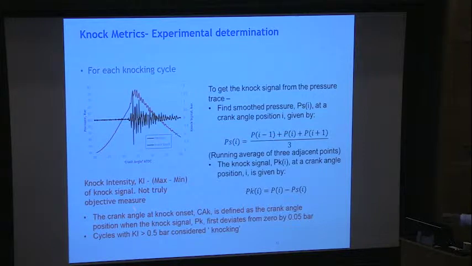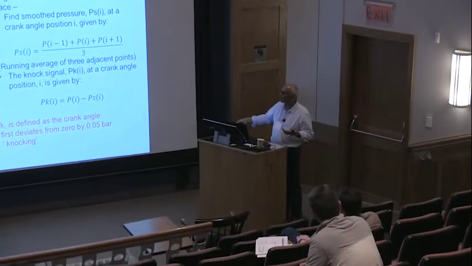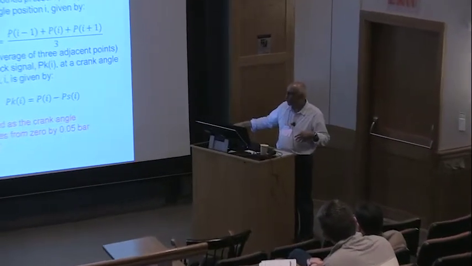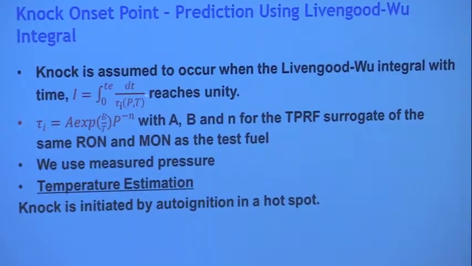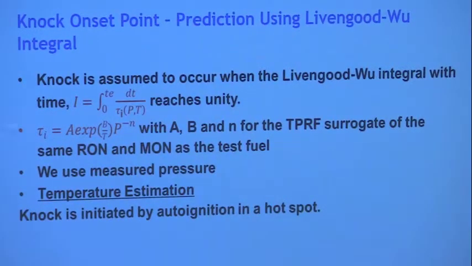The fact that it's 0.05 or 0.1, the difference in crank angles is not very high. And then we say cycles with knock intensity of greater than 0.5 bar were considered to be knocking. And if you remember, I showed you the fraction of cycles that were knocking. In one case I said 95% of the cycles were knocking. That means 95% of the cycles had knock intensity greater than 0.5 bar. This is our arbitrary definition. Right. So what do we do then? As I said, we use the Livengood-Wu integral, and we say knock onset, where knock starts, is when the Livengood-Wu integral reaches unity, and we use this equation. We know A, B, and N for the toluene PRF surrogate of the same RON and MON as the various test fuels that we have tested. And we use measured pressure for each cycle, so we don't have any ambiguity about this. We are measuring the pressure in this experiment, right?